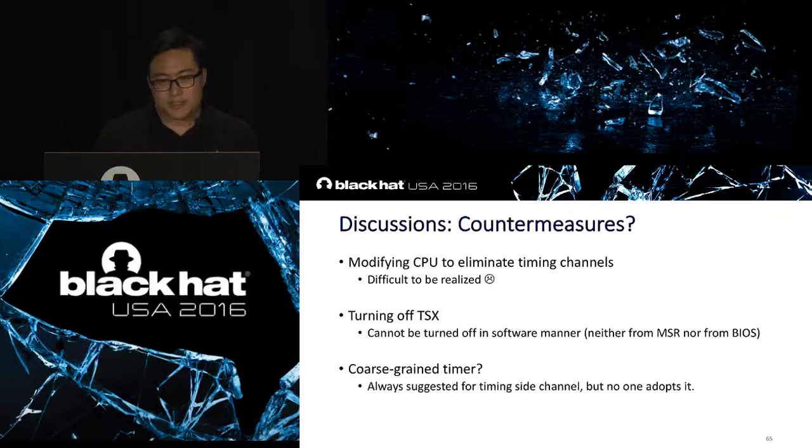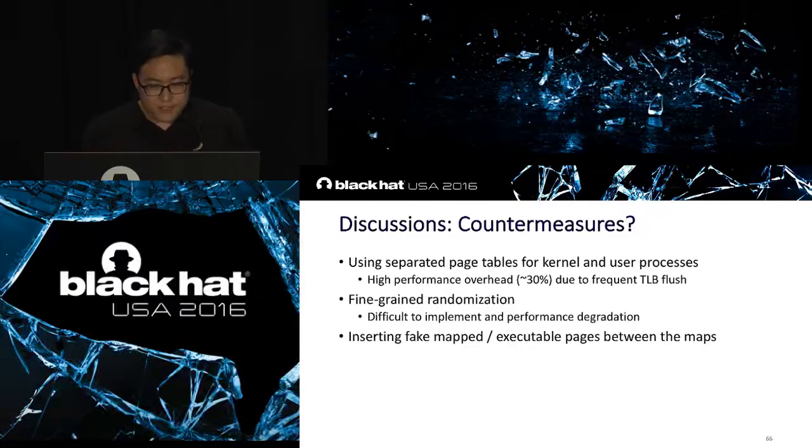It is always suggested to reduce the resolution of this timing, but nobody adopts it because there are lots of legitimate uses of high resolution timers. For software countermeasures, a possible way is to remove kernel page tables from user space. Actually, OS X has adopted this option for the sake of security. But the problem with this approach is that it incurs too much overhead, like 30%, since every switch requires a context switch. So it is hard to apply to operating systems.